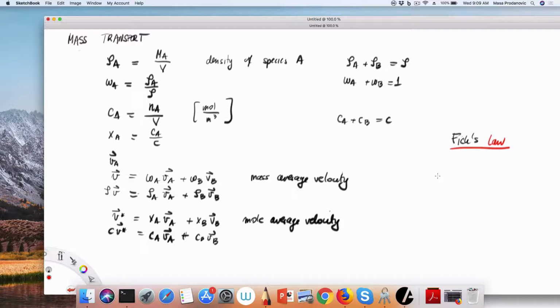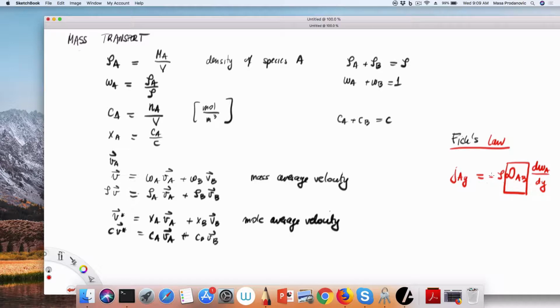In the one-dimensional case, when I'm moving just in one direction, we had that J A is equal to minus rho D A B, where D A B is diffusivity, d omega A d y. So that is in one dimension. So this is the term that I'm going to be looking at.